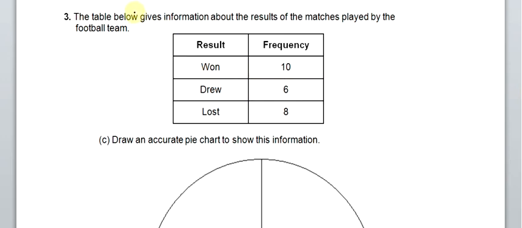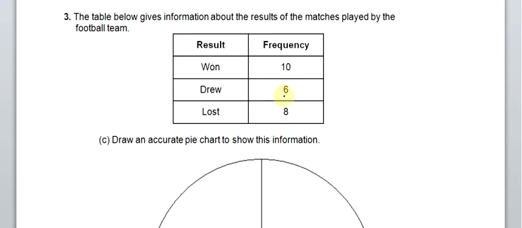Question 3. The table below gives information about the results of the matches played by the football team. Draw an accurate pie chart to show this information. So, are they any good? Well, they're not too bad. The football team won 10 matches, drew 6 matches, and lost 8.